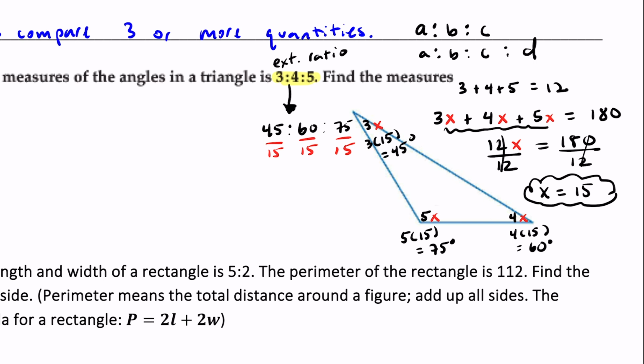So I can divide this by 15, that by 15, and that by 15. And what is that going to give me? Well, 45 divided by 15 is 3, 60 divided by 15 is 4, and 75 divided by 15 is 5. So 45, 60, and 75 degrees. Here you go, that's your answer.